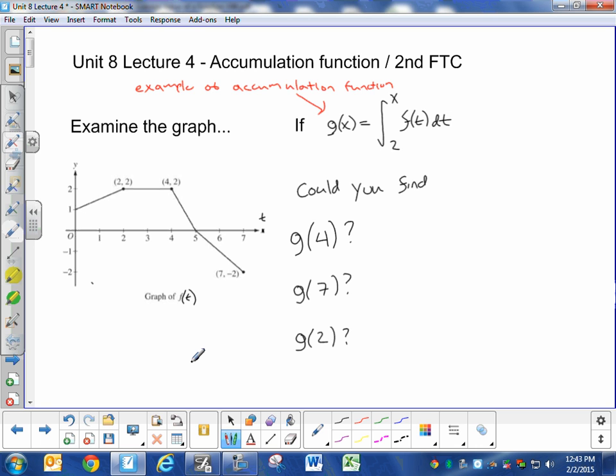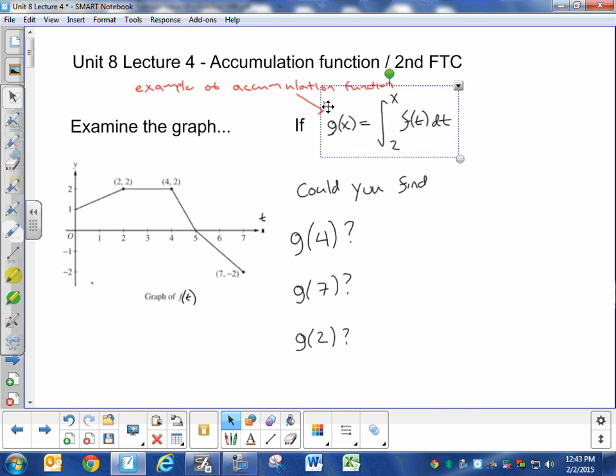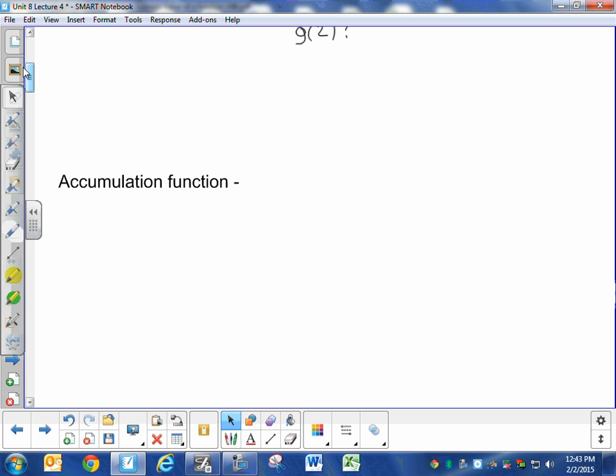We're going to examine this type of function. It's called an accumulation function. Okay? And notice what this accumulation function looks like. We have some function equal to the area from 2 to a variable under another function. We'll see how those two functions are related in a little bit, but for right now, we're just going to think of it as this. This is an example.